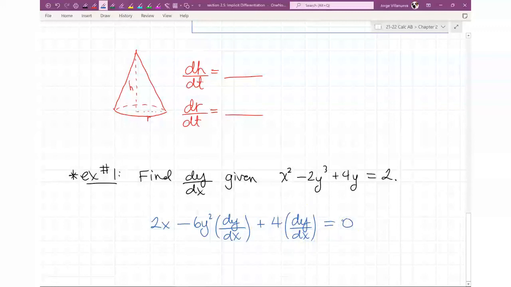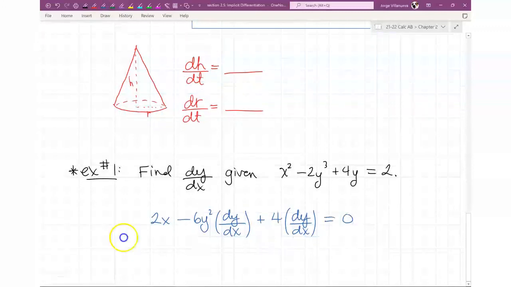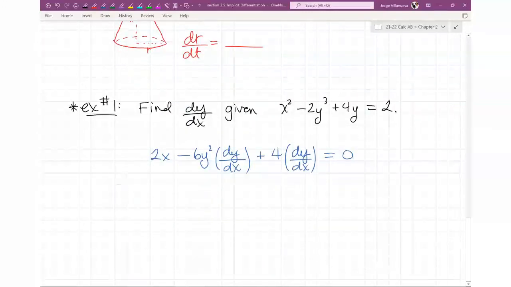Now I got to solve for dy dx, but it comes out twice. Now, thankfully, we know of a thing called factoring, right? Since they have the same term, we can factor it out. But before we do that, let's get that 2x over to the other side. So I'm going to move that over to the other side right now. So it's negative 6y squared dy dx plus 4 dy dx equals negative 2x.